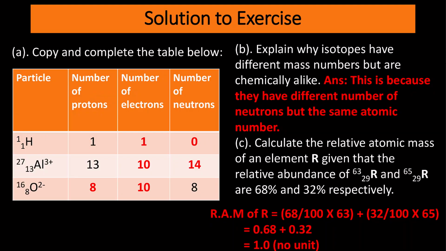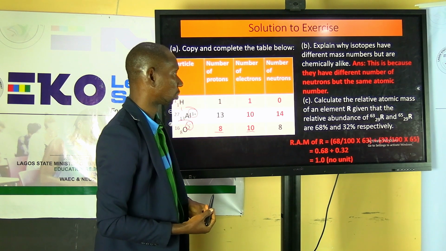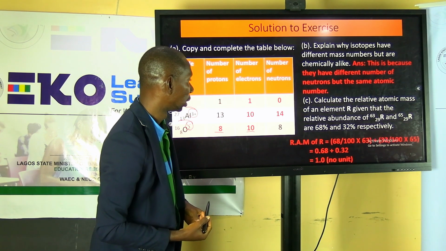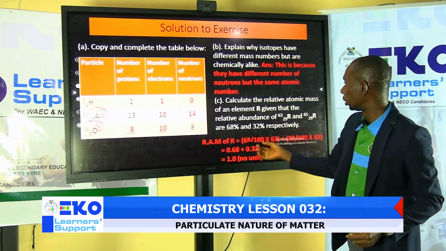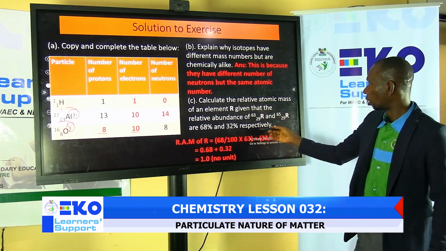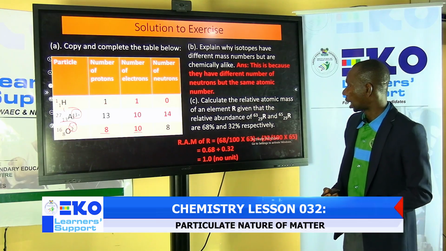Why do isotopes have different mass numbers? It is because they have different numbers of neutrons, but the same atomic number. And you can simply use that formula to calculate the relative atomic mass of this particular atom here.